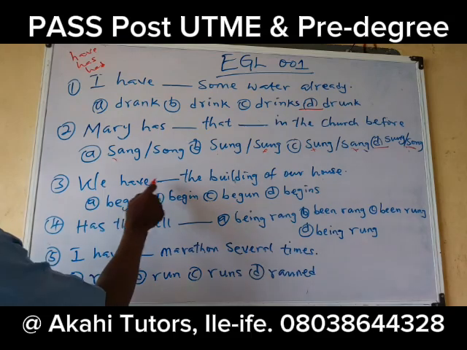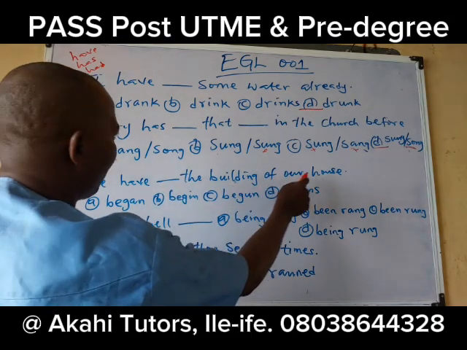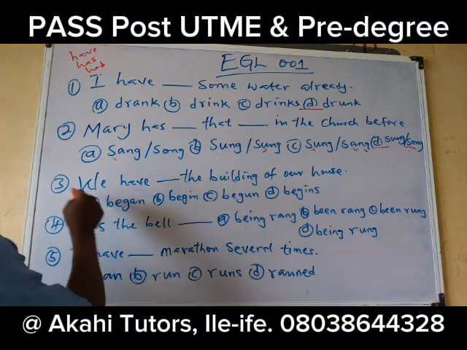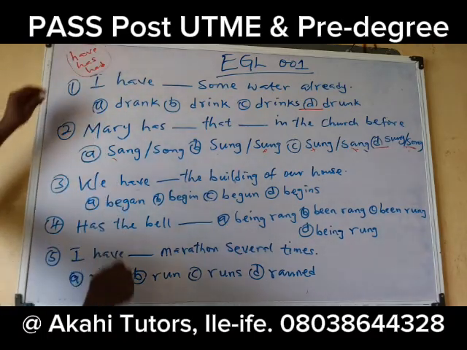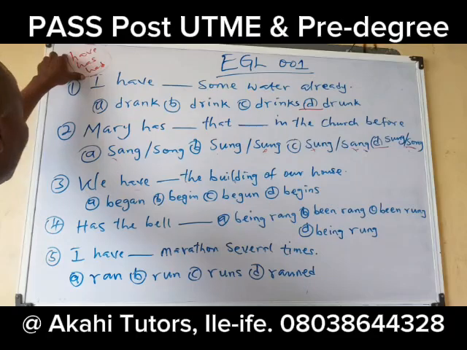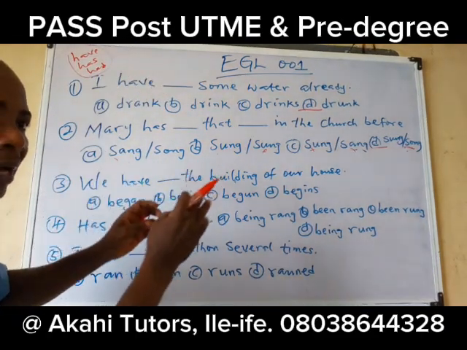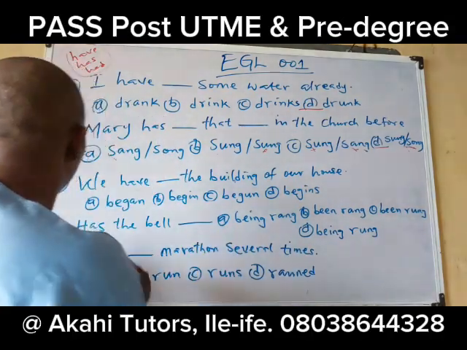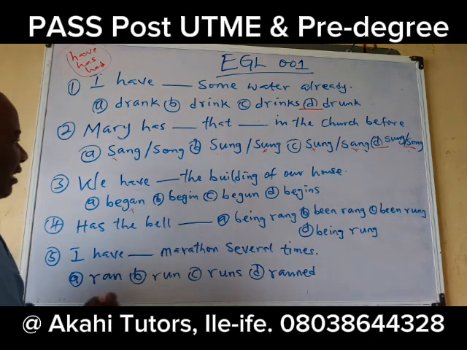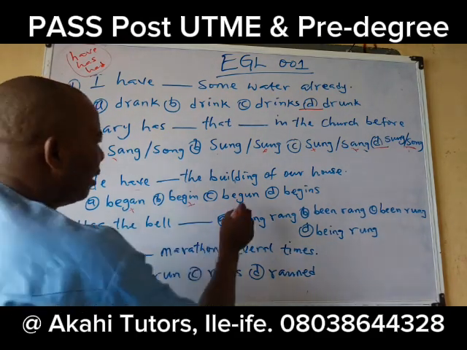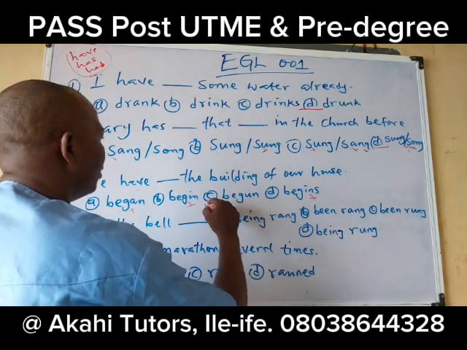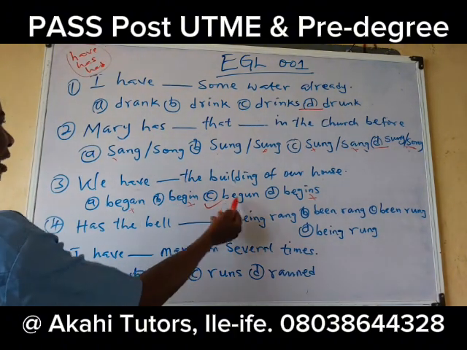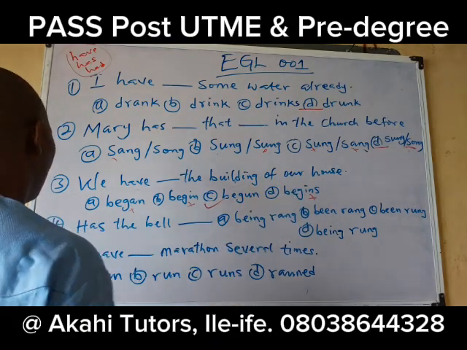Question 3, "We have blanked the building of our house." Don't forget, the rule is that whenever you have any of these forms of the anomalous verb, the next verb, that is the main verb, will be a past participle form, not past tense. Please take note of that. So past tense is not correct here. Begin is present plural, began is past, so the answer to question 3 is option D. We have begun the building of our house.